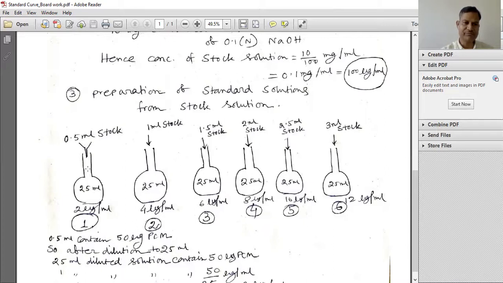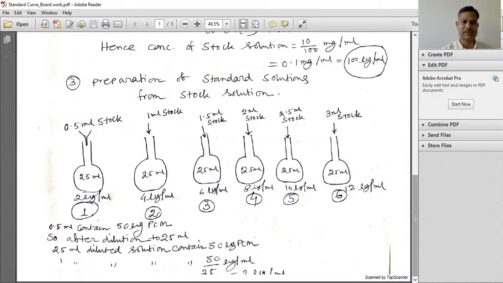Ultimately, when you make up the volume with the media, you are taking 0.5 ml stock plus 24.5 ml of the media, 0.1 N HCl. Now you make up the volume. So in the whole volume, only 50 microgram drug is present. So 50 microgram drug is present in 25 ml. So 50 by 25 comes to 2 microgram per ml. So its concentration will be 2 microgram per ml.